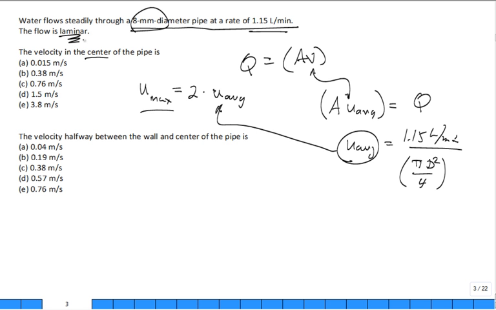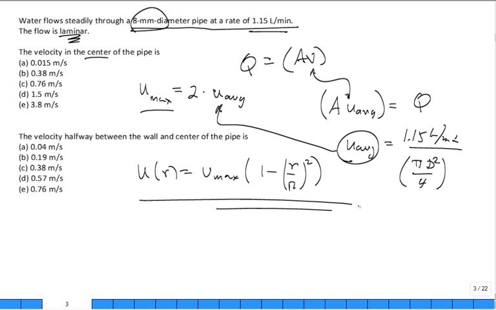What's the velocity halfway between the wall and the center of the pipe? Well, you have to know what the velocity profile looks like. For laminar flow, u as a function of r is equal to u max times 1 minus r over capital R, squared. Where did that come from? Well, we're going to rederive it in a little bit, but it's our analytic equation for the velocity profile. This is a function of r. Can you see that? What does it look like? It looks like a quadratic.